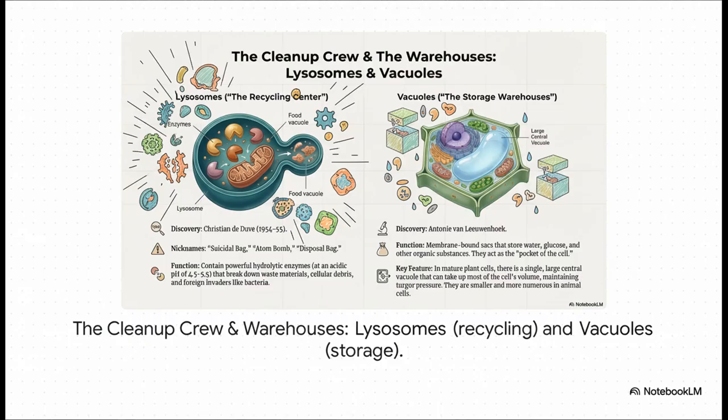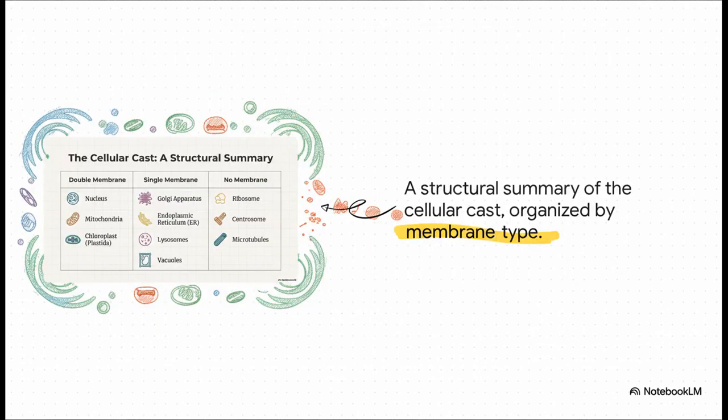For cleanup, the cell has lysosomes. These are the recycling centers, full of powerful enzymes that just dissolve old parts, garbage, even invading bacteria. And for storage, we have vacuoles. Think of them as the city's warehouses, just holding on to water, food, and other supplies until they're needed. Phew, that was a whirlwind tour, I know.